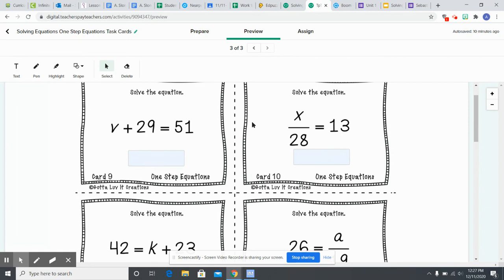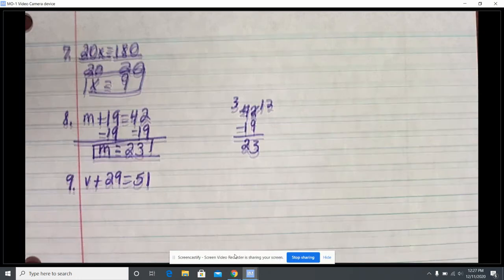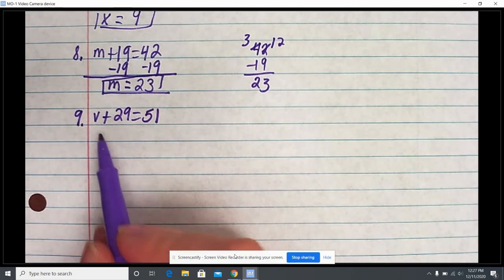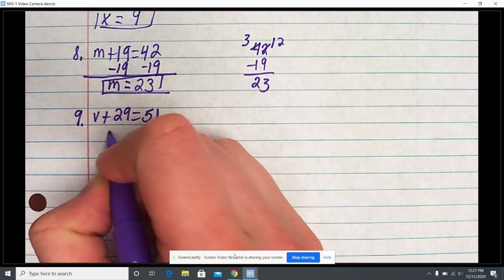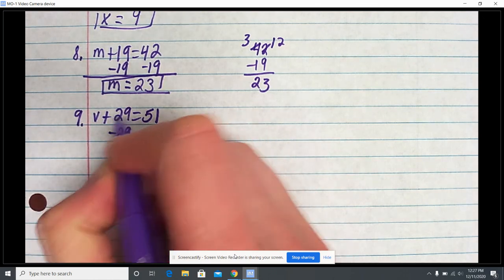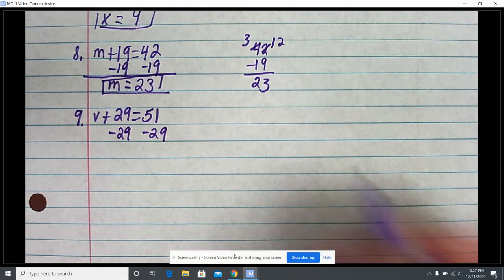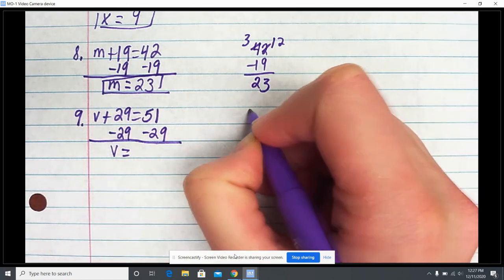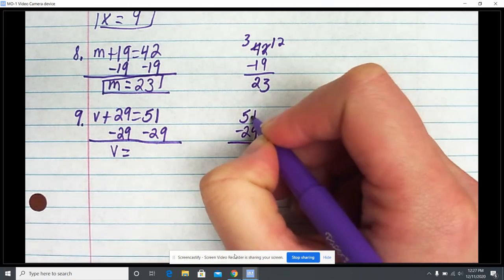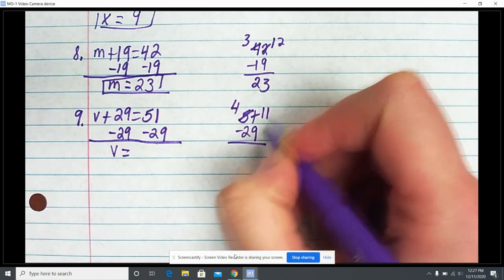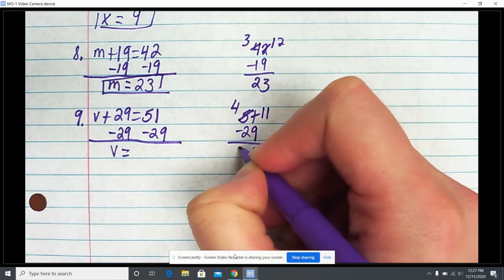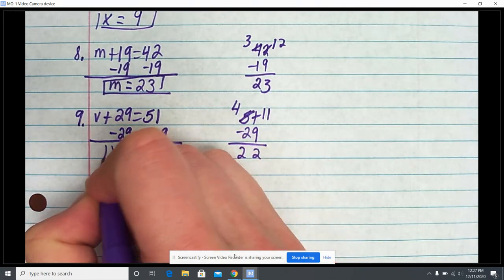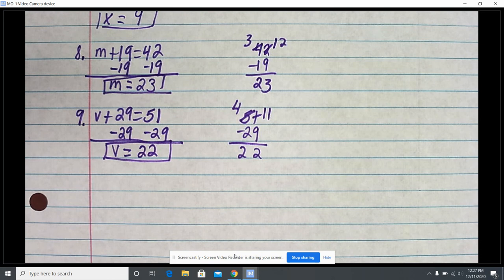So card number 9, I got v plus 29 equals 51. Again, I've got to get v by itself, and the opposite of addition is subtraction, so I need to subtract 29 from both sides because 29 is the number on the same side as our variable we need to get by itself. So then these will cancel out and just leave me with v, and we take 51 minus 29. Turns into 11, it's a 4, so 11 minus 9 is 2, 4 minus 2 is 2. So v equals 22 is my answer.